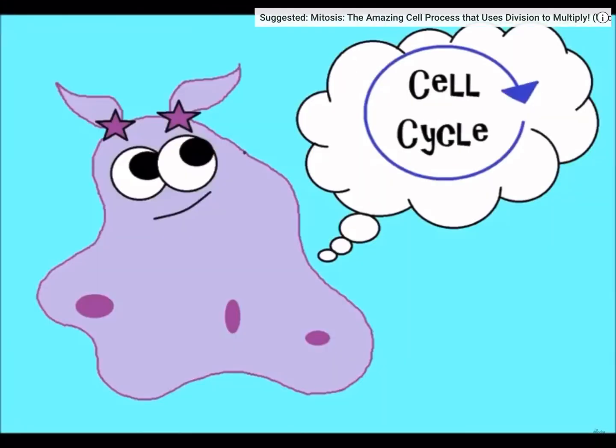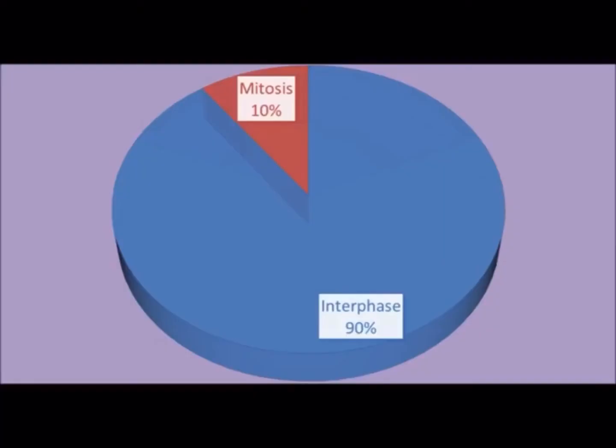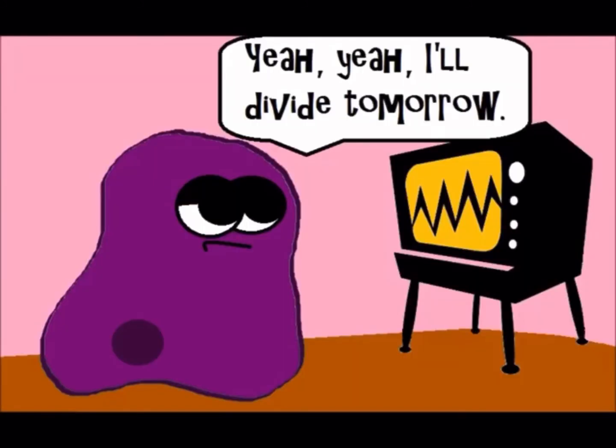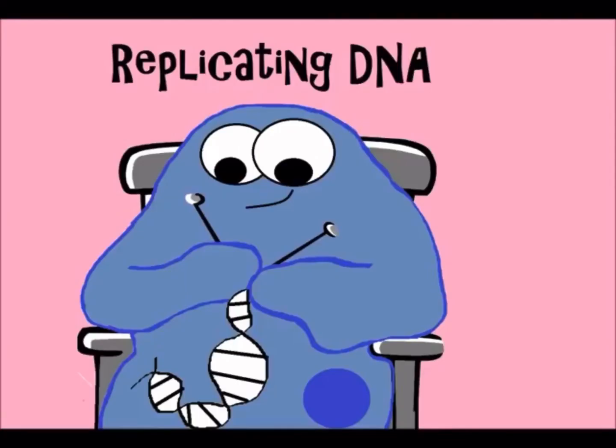Well, if you think about the cell cycle, whether they're in interphase or mitosis, it's kind of like a pie graph. They're spending about 90% of their time in interphase. Most of the time, cells are not dividing. Most of the time, cells are in interphase. They're growing, they're doing their daily cell functions, and they're replicating their DNA.